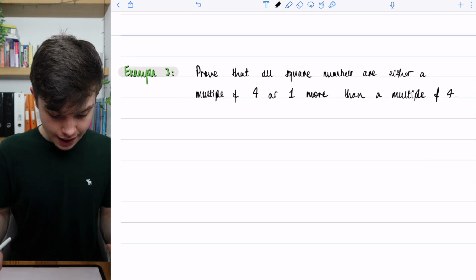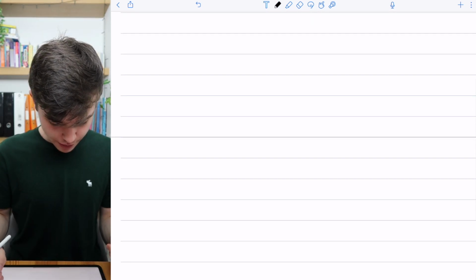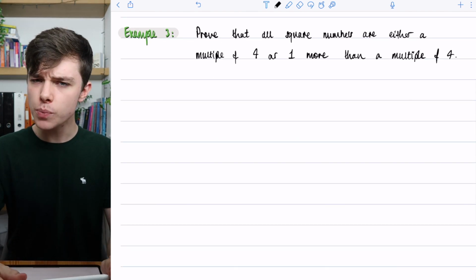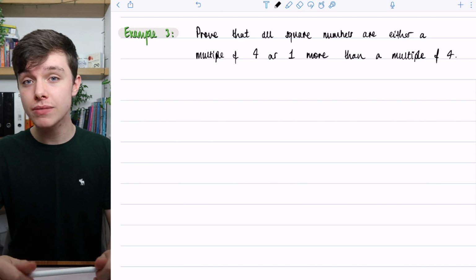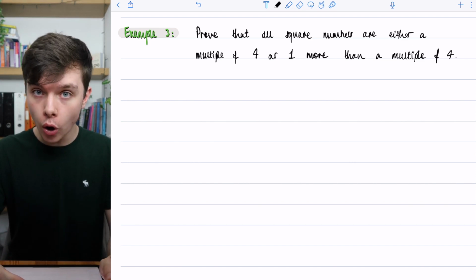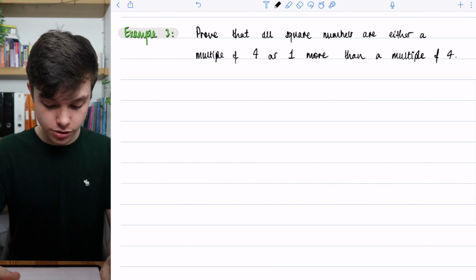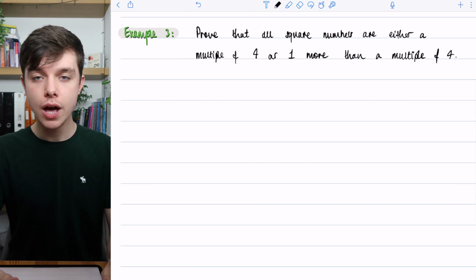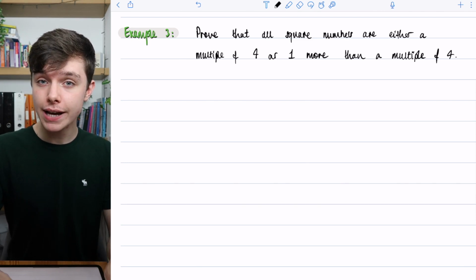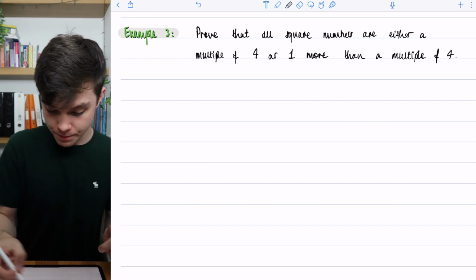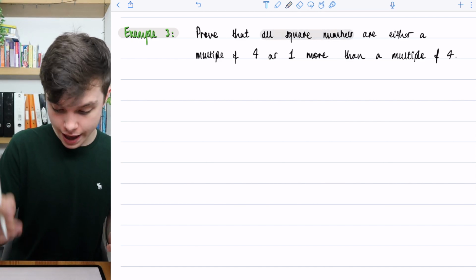Right, let's have a look at the final example for this video, I think. Yes, it is, and we'll prove this a little bit stricter. So, this one, you may have actually seen something like this at GCSE. Here, we're trying to prove that all square numbers are either a multiple of 4 or one more than a multiple of 4. Why do I know that this is proof by exhaustion without doing it in this section of the video? Because it says all square numbers.